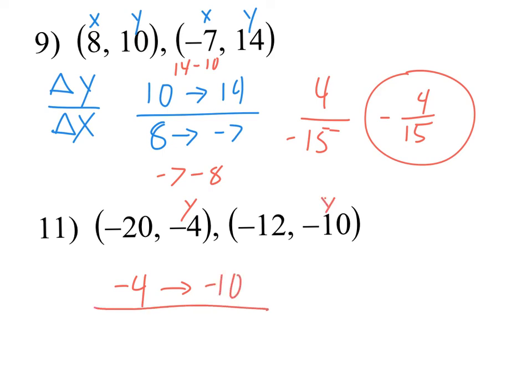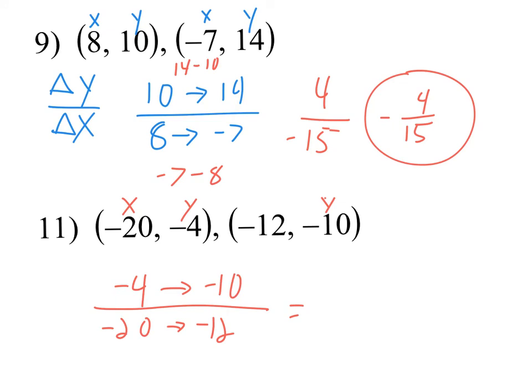Over the change in x. What was my original x? Negative 20. And what did it change to? Negative 12. All right. Y'all are going to have to do subtraction to figure out how much it changed. I'm just saying that negative 4 changed into negative 10, and negative 20 changed into negative 12.